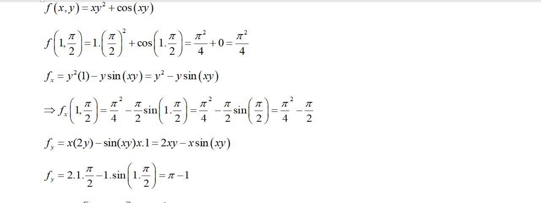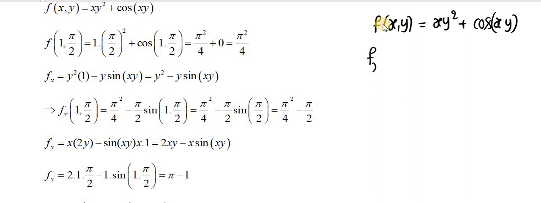For x, the differentiation is 1. Observe once, f of x comma y is x y square plus cos of xy. Partial differentiation with respect to x means y is constant, so y square is constant. For x, 1, I am putting plus as it is. We know the differentiation of cos is minus sine of xy. So, by using the chain rule, the cos differentiation is completed.